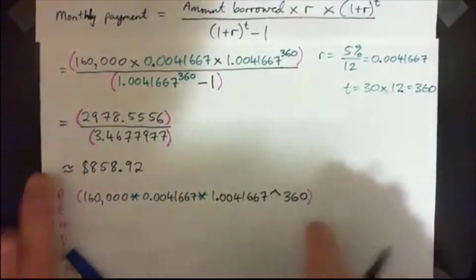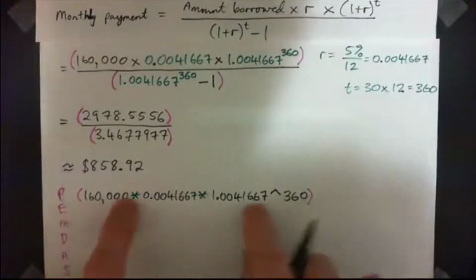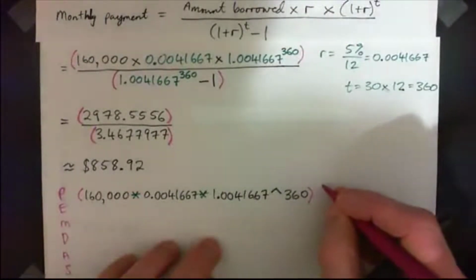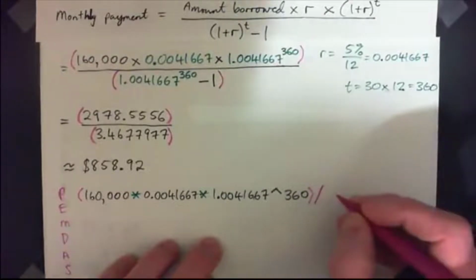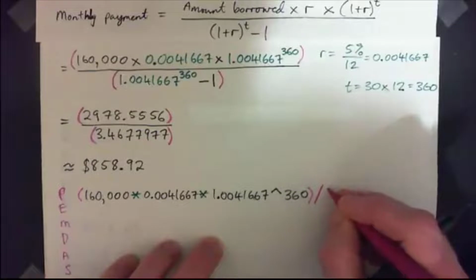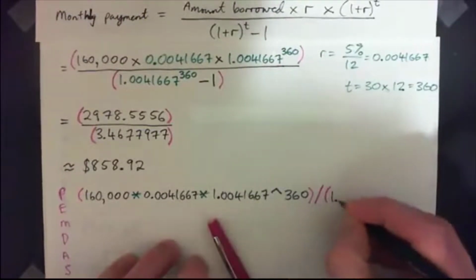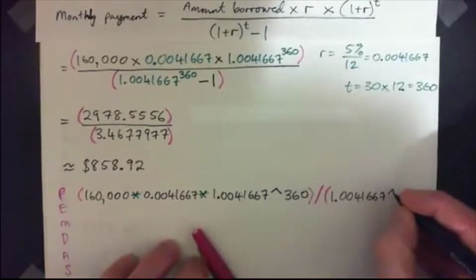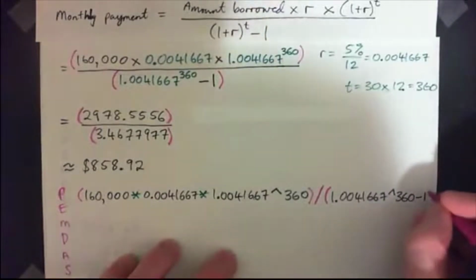So you're telling the calculator, please follow PEMDAS, do all the parentheses first. And after you've calculated all that, then we'll have a divide. And in parentheses, we do the bottom. So it's 1.0041667 to the power of 360, and then minus 1, and then close parenthesis.